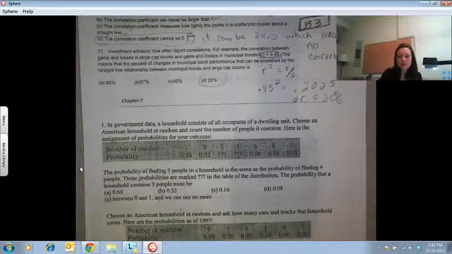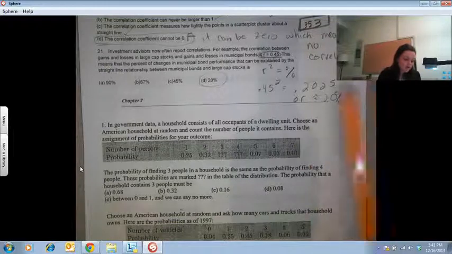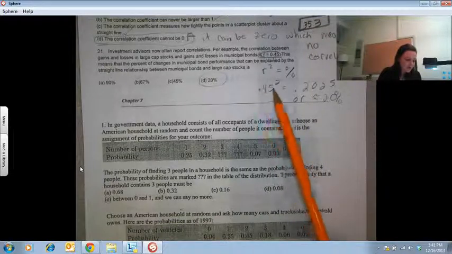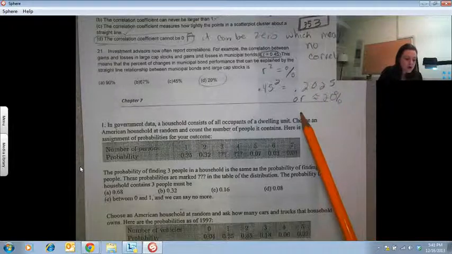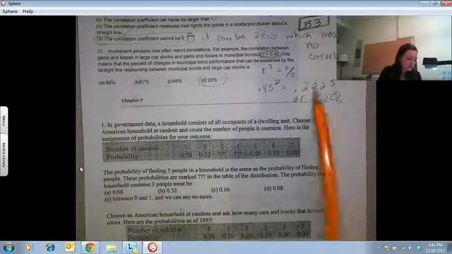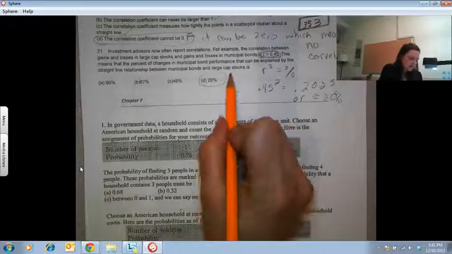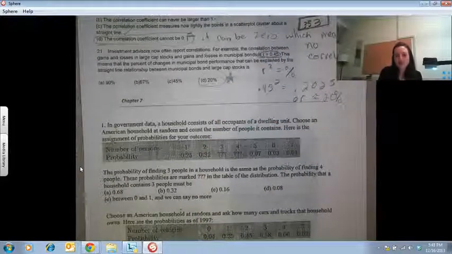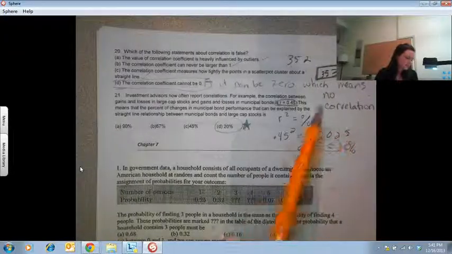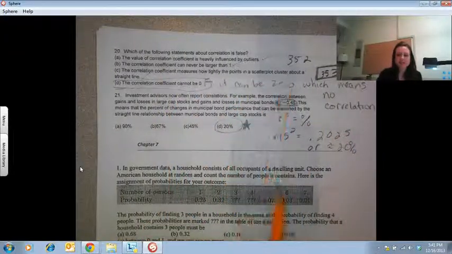R squared is going to be your percent, okay? Our R, our correlation, is 0.45. 0.45 squared is 0.2025, or approximately 20%, which is our answer D, okay? R squared is going to be the percent. Regular correlation is going to be how tightly they are, just like it says up here. Points are scattered in a straight line.